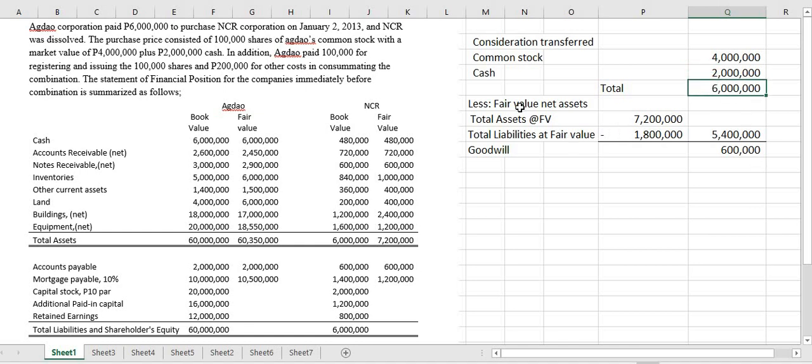And then our total assets at fair value is 7.2 million. Total liabilities are 600,000 and 1.2 million for accounts payable and mortgage payable, which totaled 1.8 million. So the net assets, the 7.2 million assets less the 1.8 million liabilities at fair value, is 5.4 million. So the goodwill is 6 million less the fair value of the net assets. We have a goodwill of 600,000.